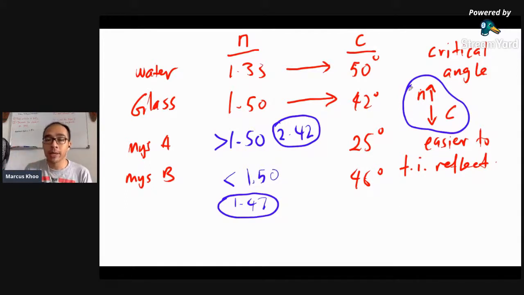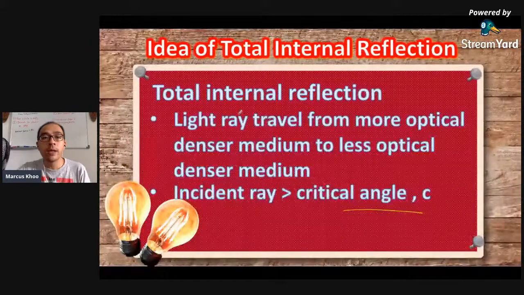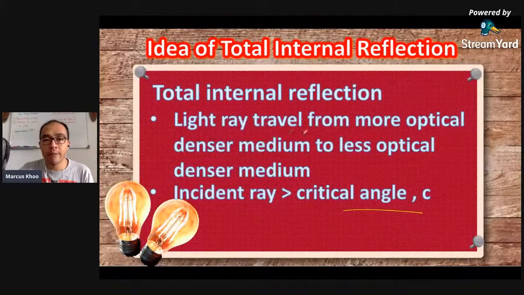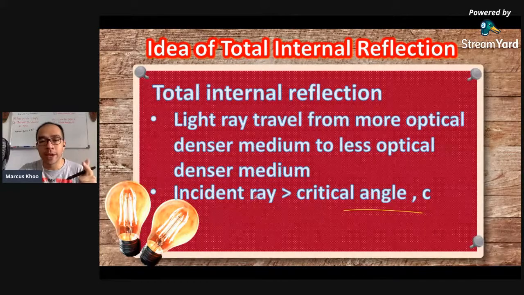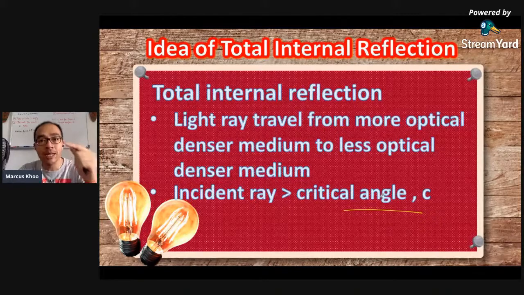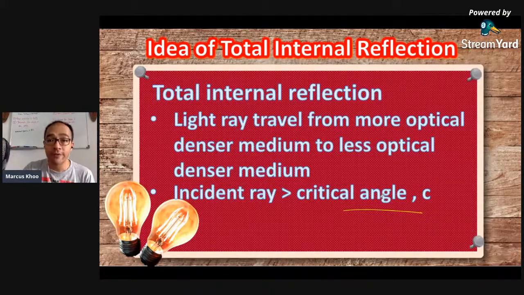And we will come to the application in a while. That's basically the entire subtopic in a nutshell, just by showing you the two conditions for how total internal reflection happens, and these two important relationships. For total internal reflection to happen, the light ray must travel from more optically dense to less optically dense. That's the first condition. Second condition, the incident angle must be bigger than the critical angle C, because that's the angle where no more refraction happens. All will be just reflected.